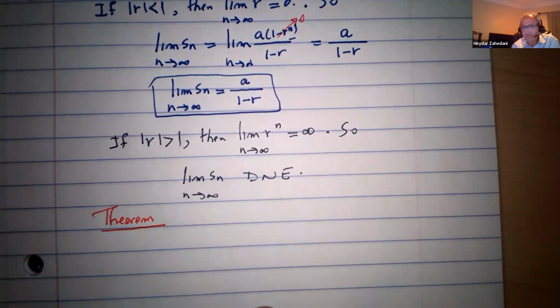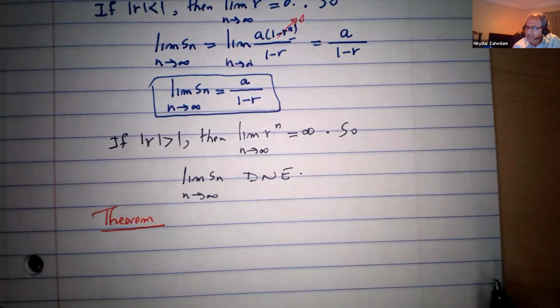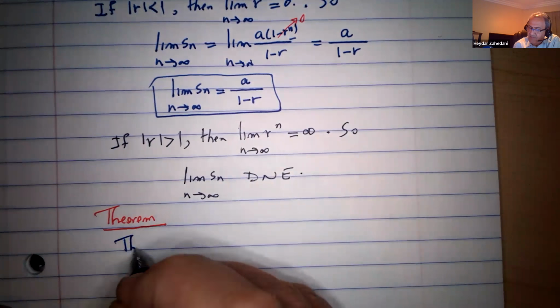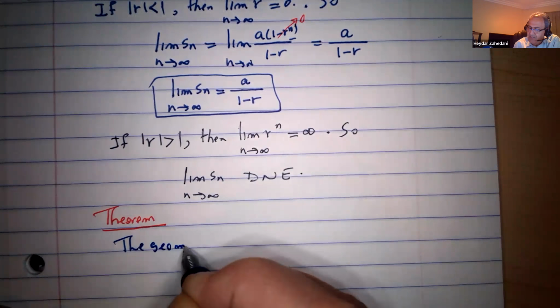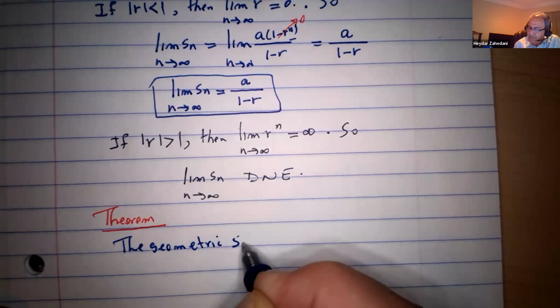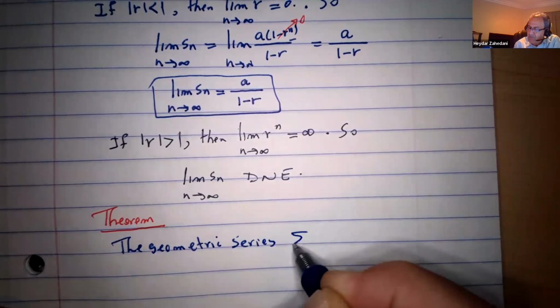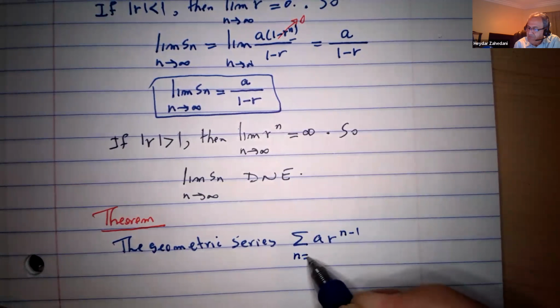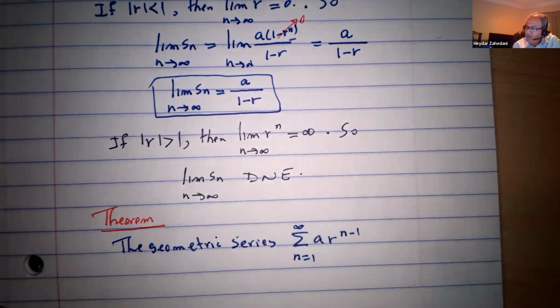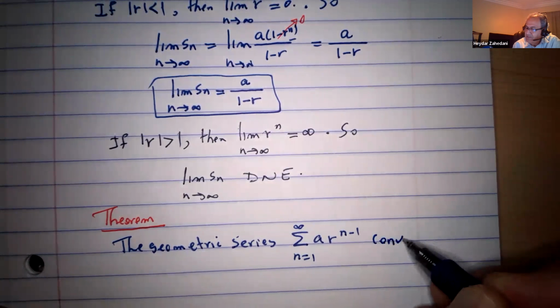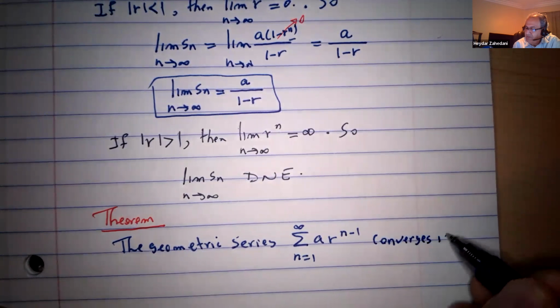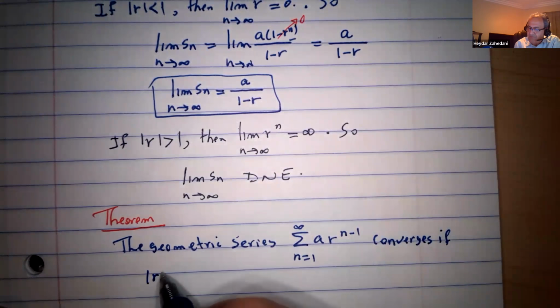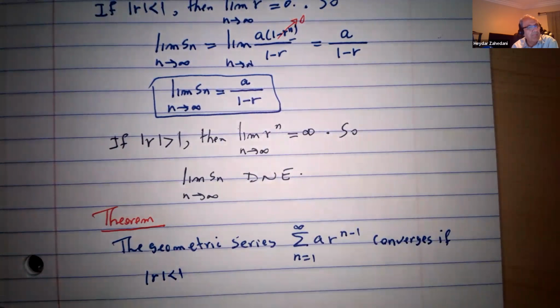This theorem will tell you that the geometric series, sigma of a r to the n minus 1, n from 1 to infinity, converges if the absolute value of r is less than 1. That's it. Less than 1.